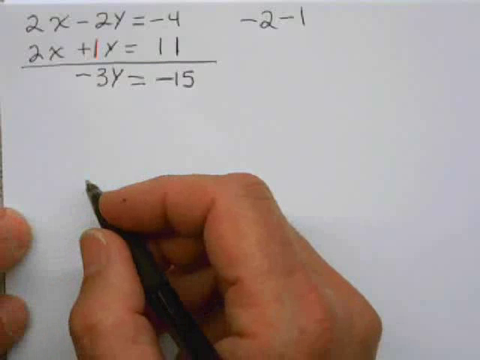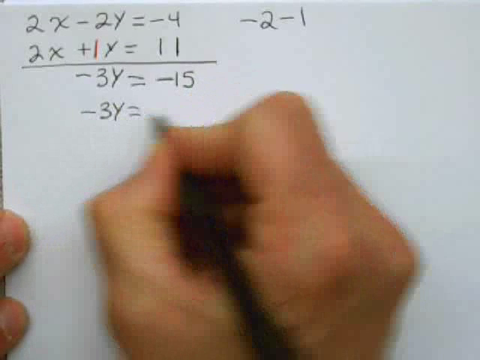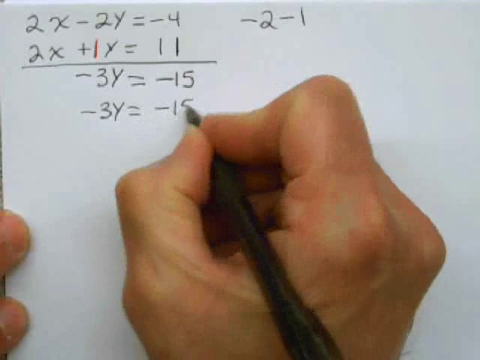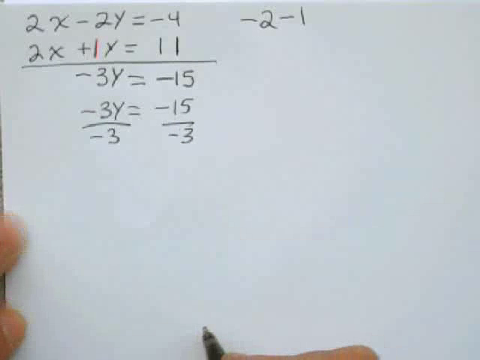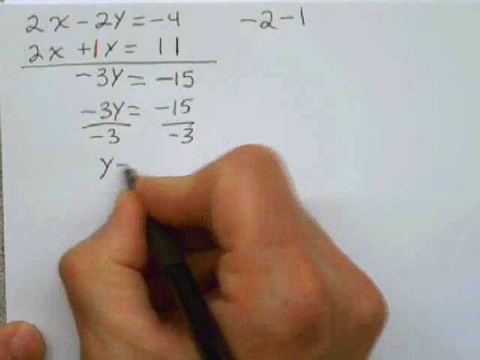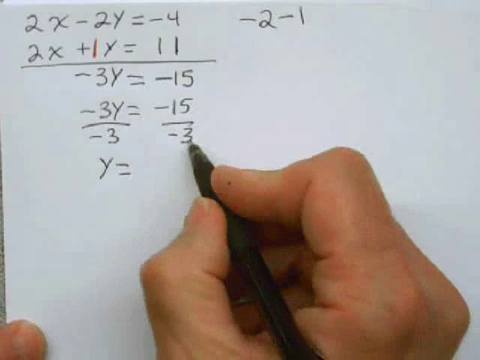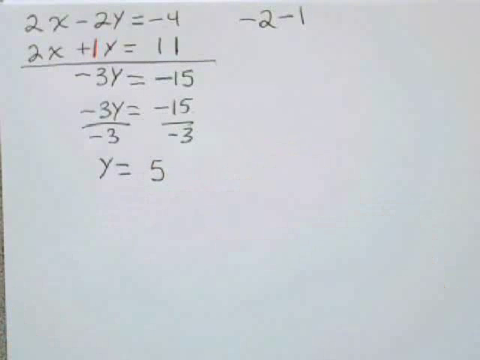We're going to solve this equation for y. We're going to divide both sides by negative 3. I know some of you are probably thinking you don't get this. Well, just take a little while and think it through, and you'll see that it does really make sense. A negative 15 divided by a negative 3 would be, of course, positive 5. So now I know that y equals 5.